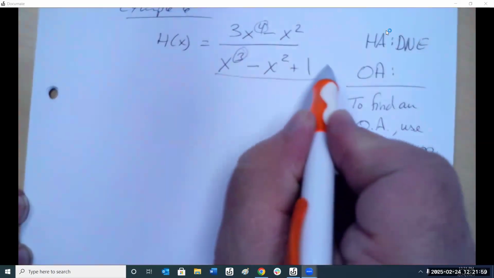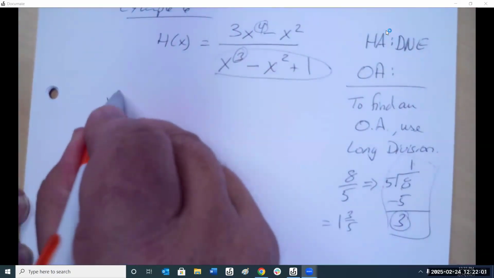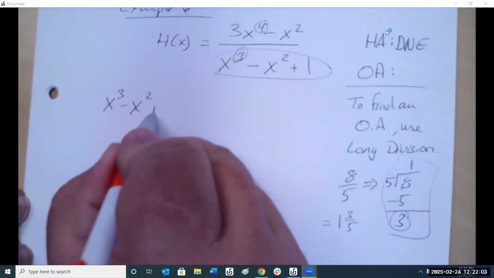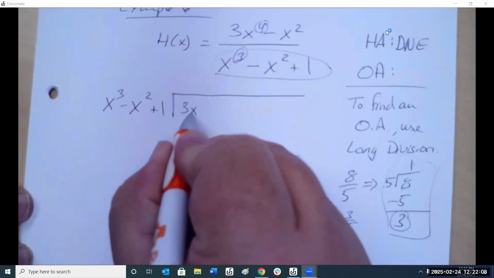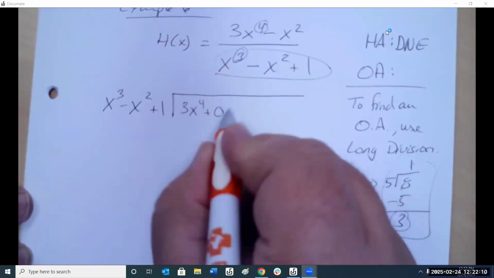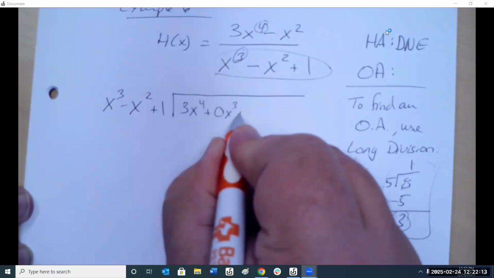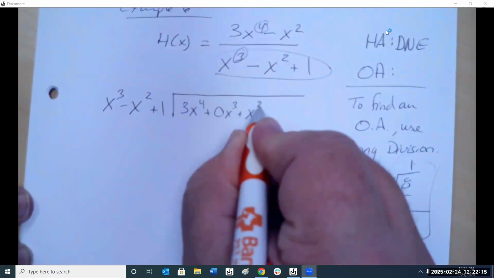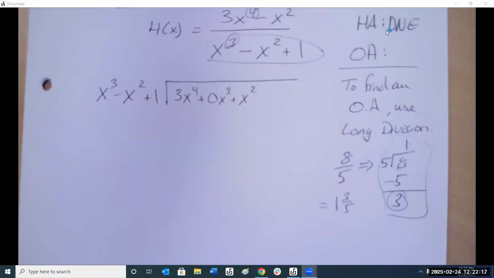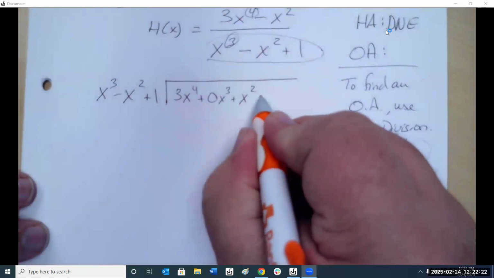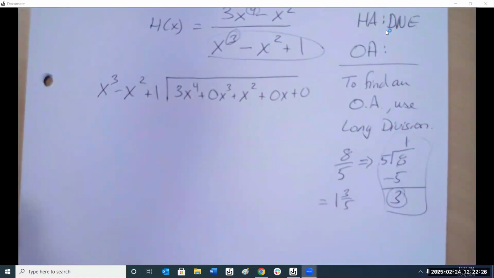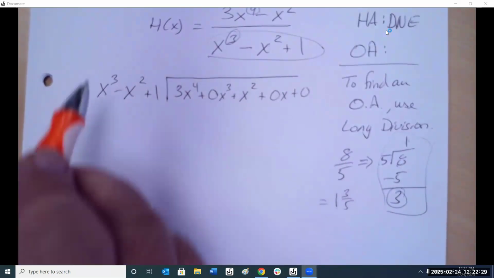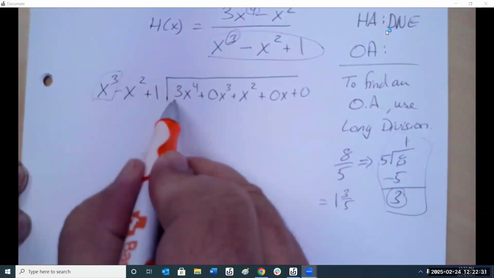So take the bottom number. Oh, I think I remember. You have to put in the degrees gradually. You have to line them up, right? So once you get them lined up and you fill in all the spaces, look at the leading terms.